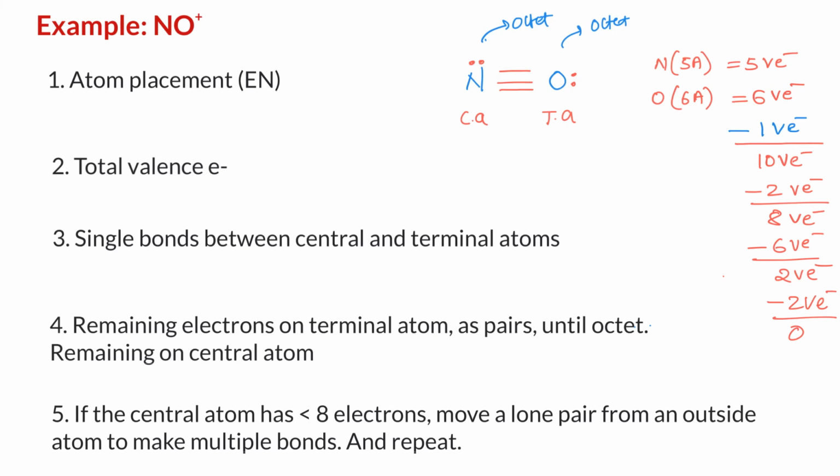At the end, we have to represent the overall positive charge on the NO+ ion on the Lewis dot structure, which gives us the final Lewis dot structure of NO+.